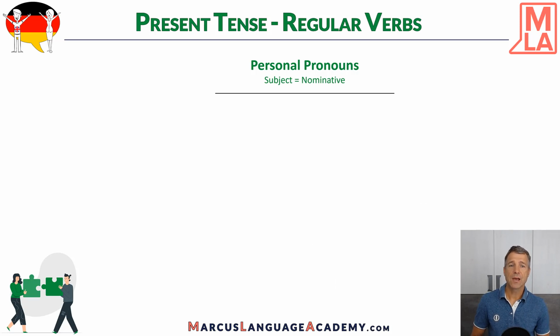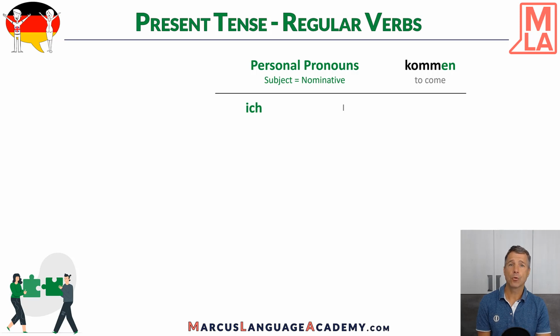First of all, we have the personal pronoun. That's also green because it's a subject and it has an influence on the ending of the verbs, and therefore it also has the green color. And the subject is always in German in nominative. So the first person, I, it's ich. So let's see what ich does with the ending of a verb.